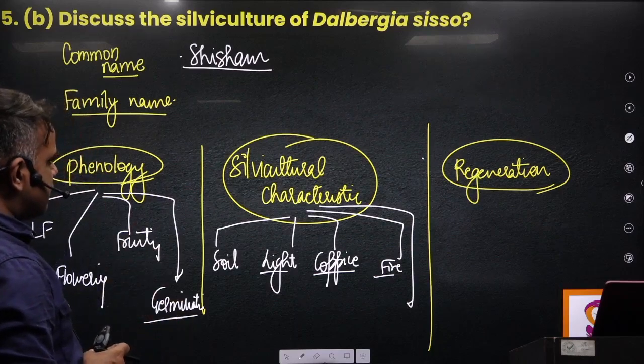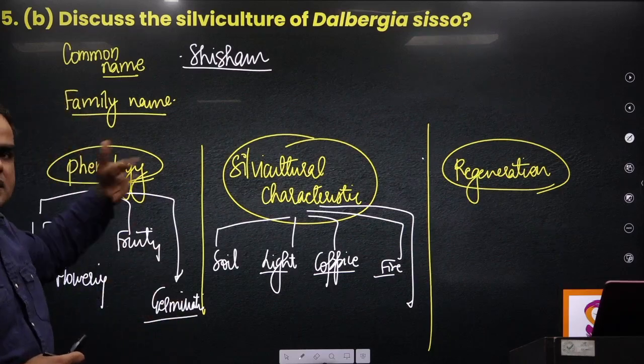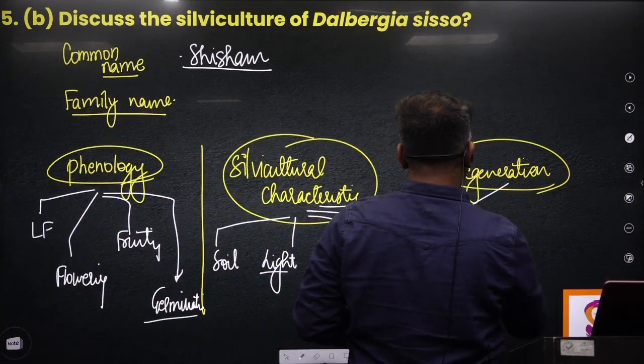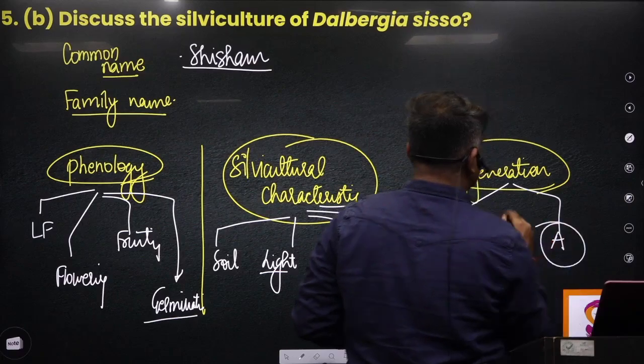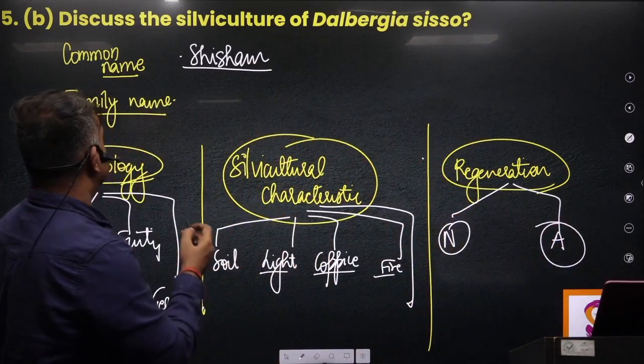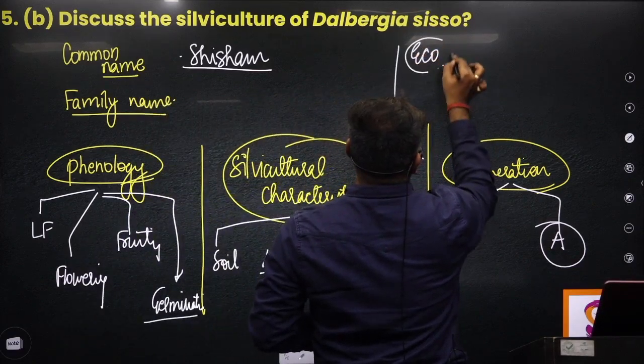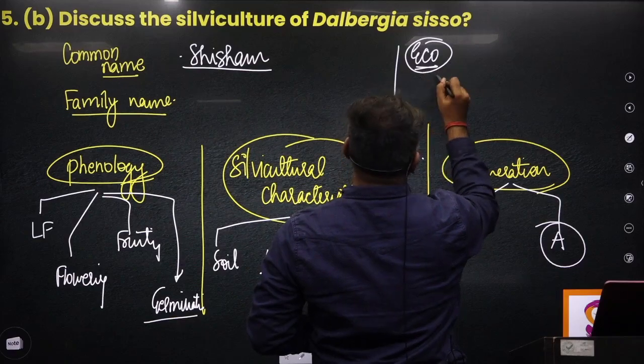So the very first thing is that first of all, we don't know how to answer these questions. So you'll get to know regeneration, how it is done naturally, how artificially. At least this part you should know. Additionally, if you have more space, in the end you can also talk about overall the economic benefits of Dalbergia sissoo.